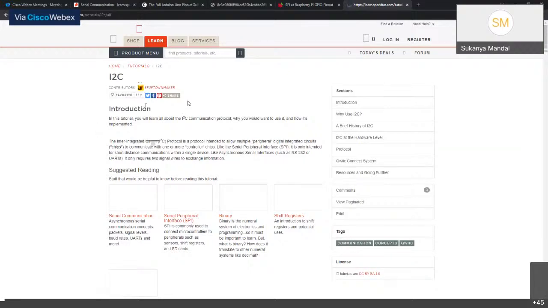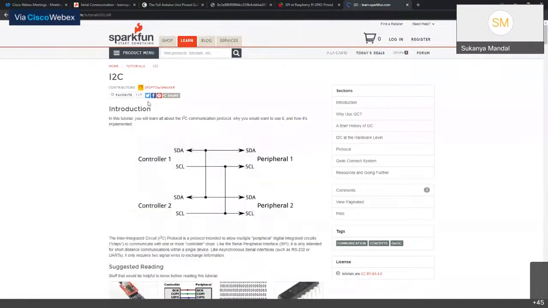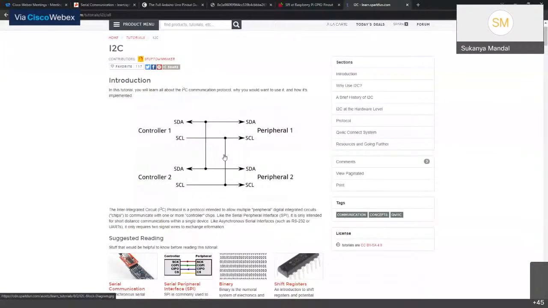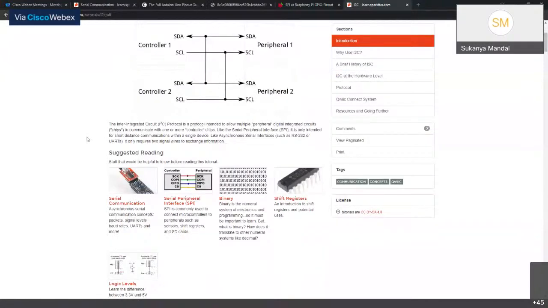So in this tutorial, basically we'll be talking about the I2C communication protocol. The way it communicates is, let's say you have a controller and then peripheral 1, peripheral 2. The SDA and SCL pins are responsible for I2C mode of communications. I2C stands for Inter-Integrated Circuit Protocol, and this protocol is intended to allow multiple peripheral digital circuits to communicate with one or more controller chips.